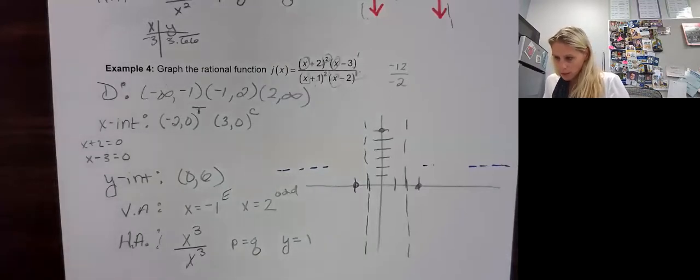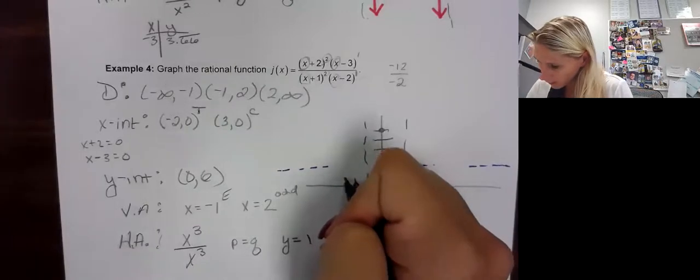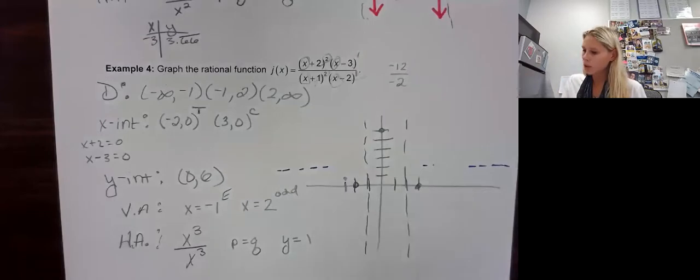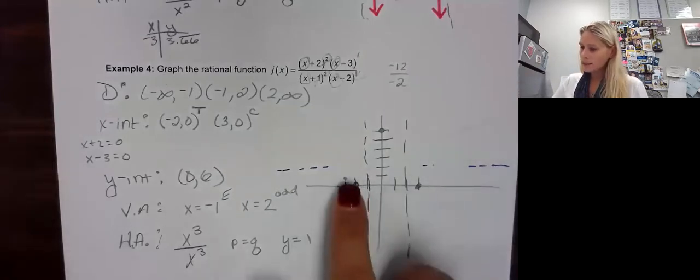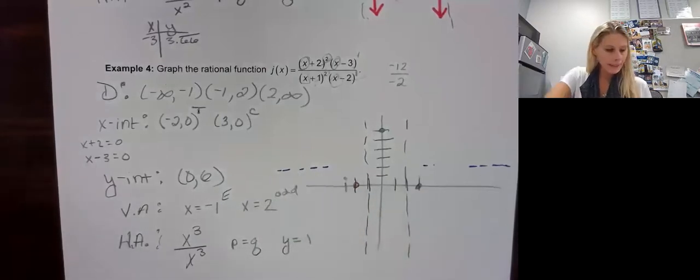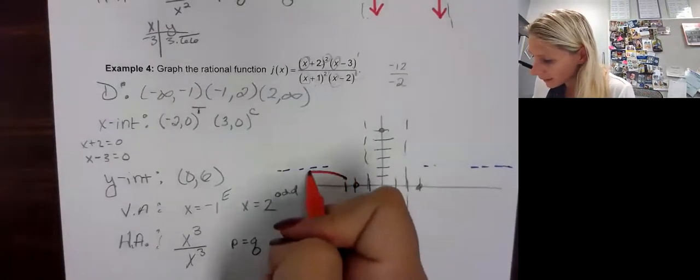Let's see. -3 plus 2 squared times -3 minus 3. So that gives me -6 on top. On the bottom, I would get -3 plus 1 squared times -3 minus 2 equals that. So I get -6 divided by -20 equals 0.3. So at -3, I'm at 0.3. I'm up here. Okay, so what does that do for us? Well, let's see. If it's above, and here's my horizontal asymptote, that means that I'm going to be curving towards the asymptote. Okay?